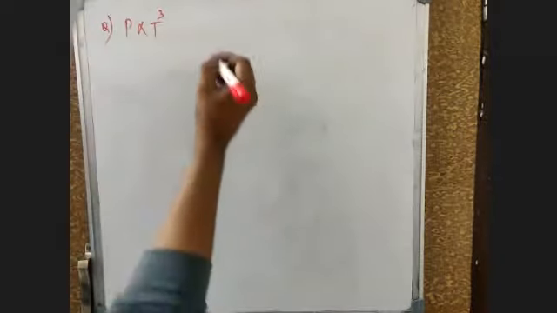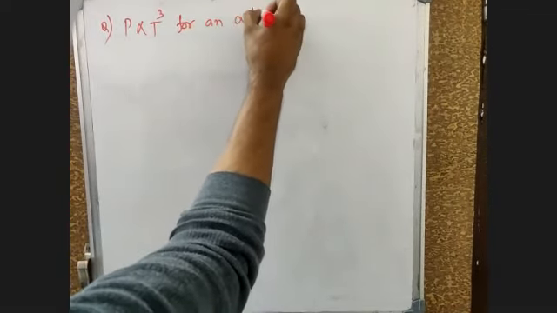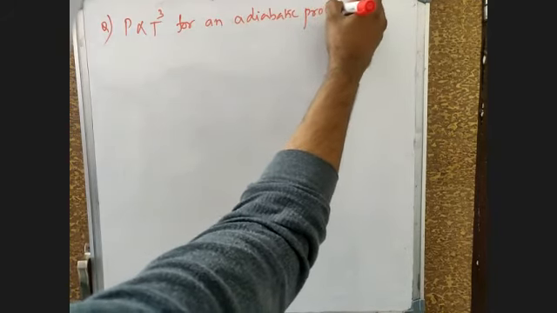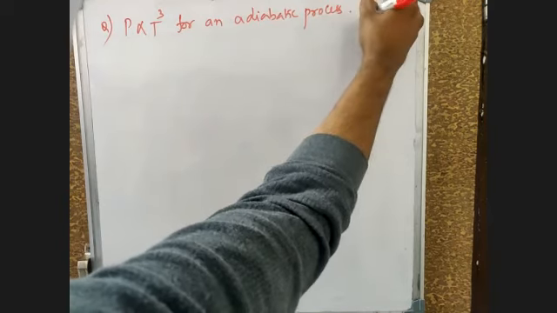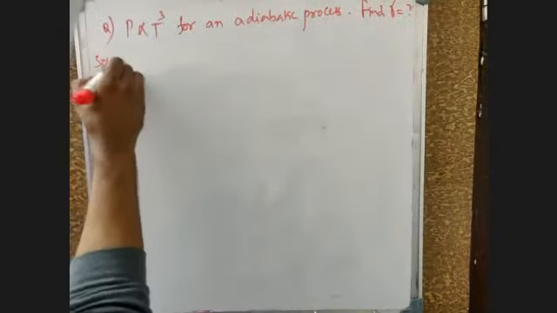Take one problem there. If pressure is directly proportional to your temperature, P directly proportional to T cube, for an adiabatic process, find gamma. Gamma is equal to how much?